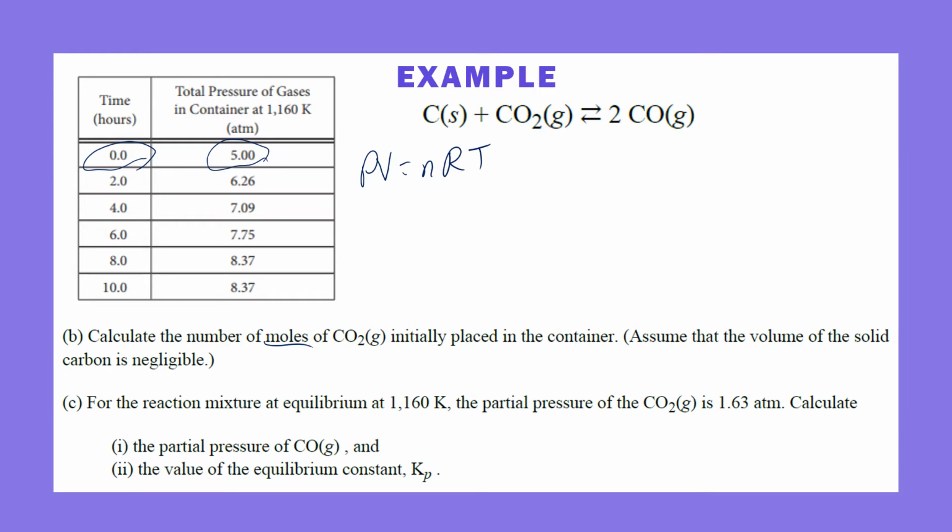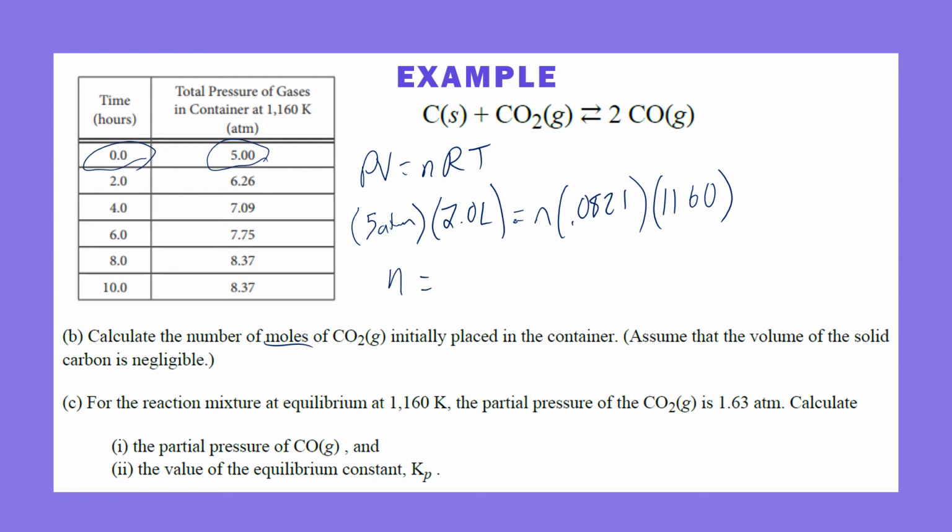Pressure initially is 5 atm. Volume was a 2 liter container. n is what we're looking for. Our gas constant is 0.0821 for atm, and our temperature in Kelvin was 1160, really high temperature. So if you solve for n, you get that there were 0.105 moles of CO2 originally placed in the container, to 3 significant digits.